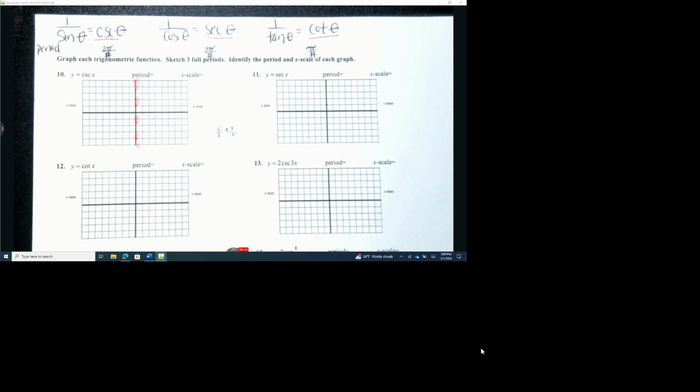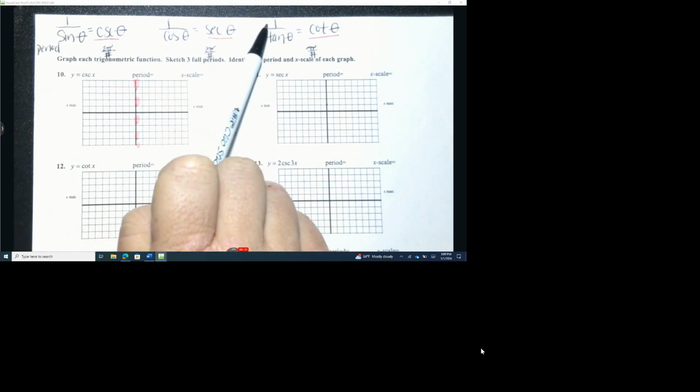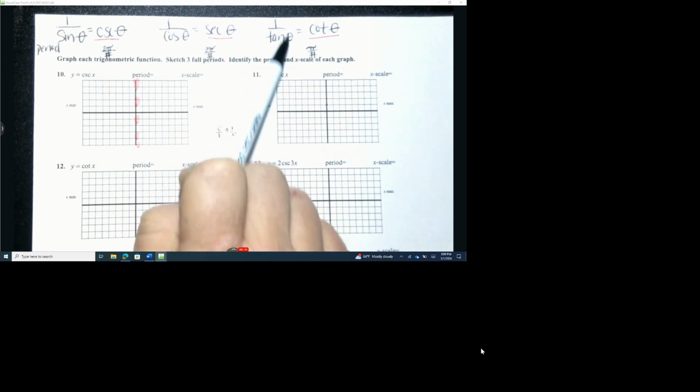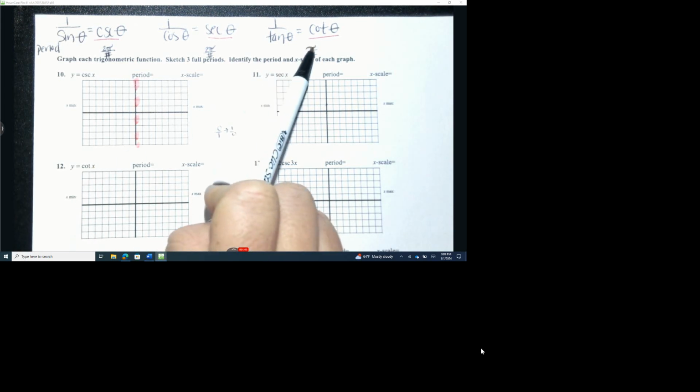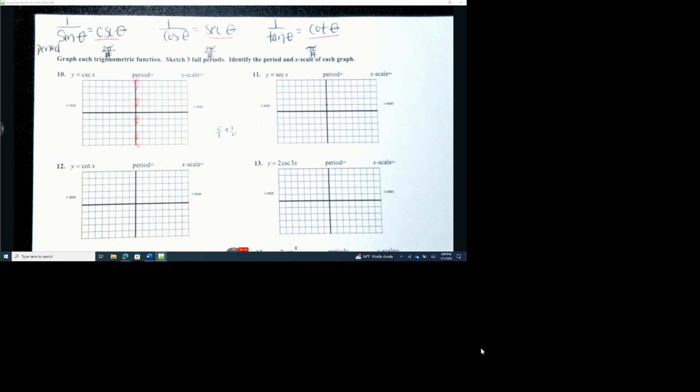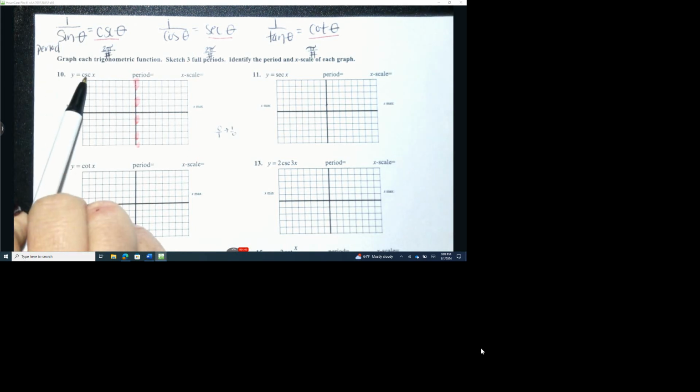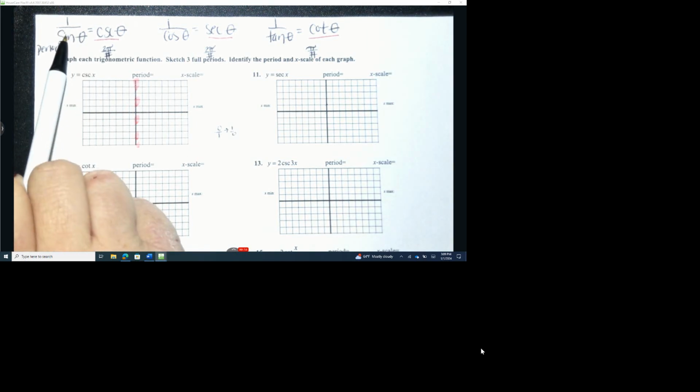But when I'm working with cotangents, since the period length of a tangent is identified by taking pi divided by the number in front, I'm going to take pi and divide it by 1 in this case. We're going to keep that in mind and put that up there on top. Okay, let's get started. So I'm going to focus in on sine.